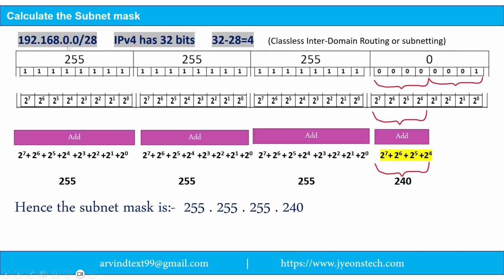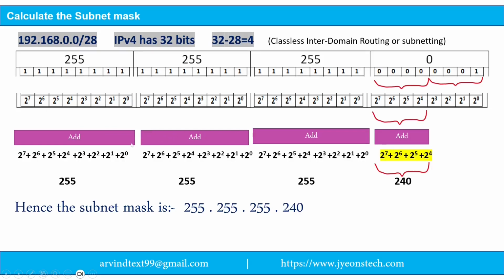So this is the larger network, /28, and IP version 4 has 32 bits from here to here. So 28 bits will be used to identify the network, plus 4 bits also from here. So 28 plus 4, that is 32. So you can write in this format: 2 to the power 0, 2 to the power 1, 2 to the power 2, in this format, right?